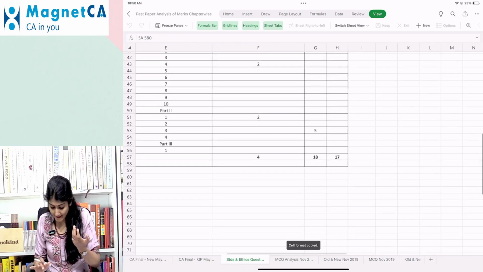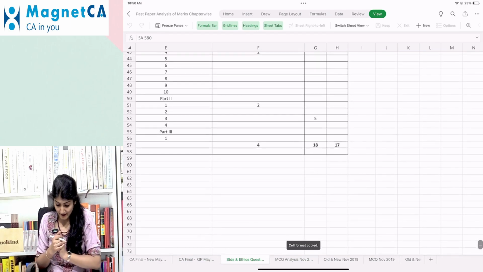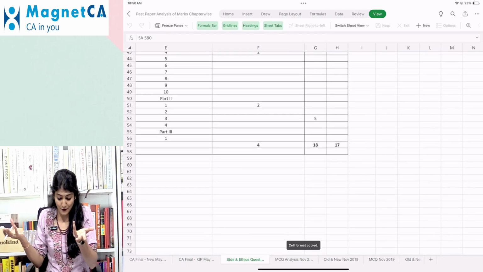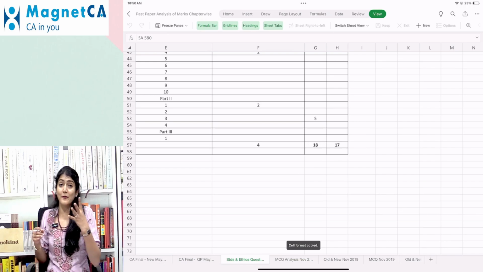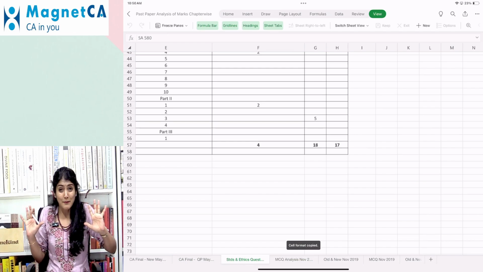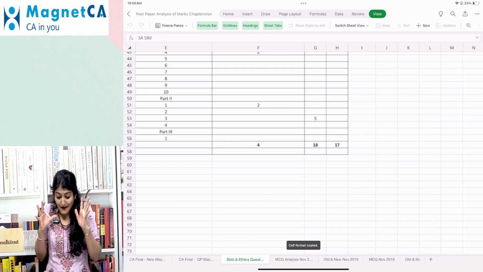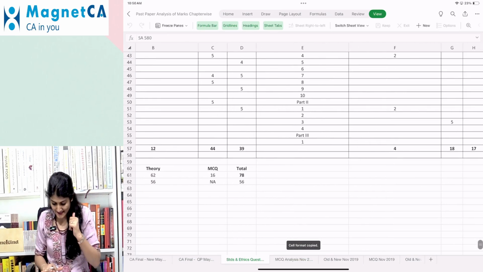So we see that ethics, in the theory part in May 24 also, 17 marks. We don't know in the MCQ part, right? Now in November 24, 18 marks in the theory part of the paper and 4 marks in the MCQ part of the paper. So 22. And to their heart's content, questions have been asked from the ethics chapter.